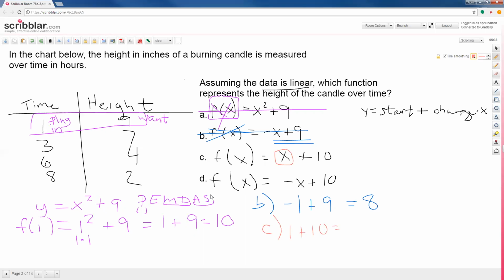So now we only have addition again, no exponents on this one. 1 plus 10 is 11. Still not the answer we're looking for, still not the 9. So then that means D has to be our answer.